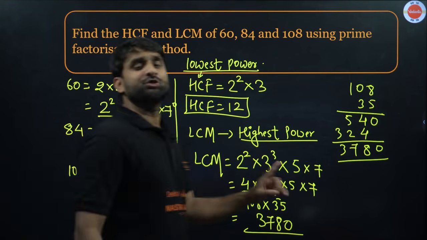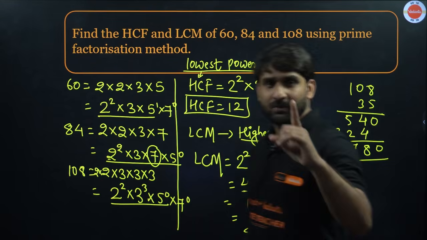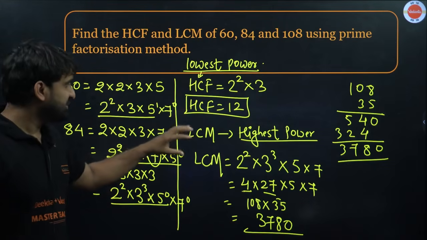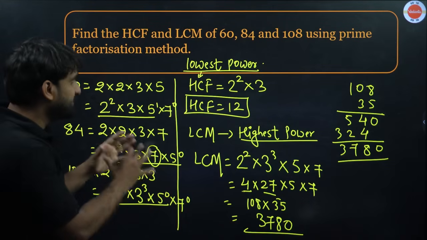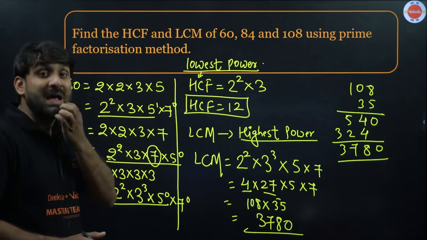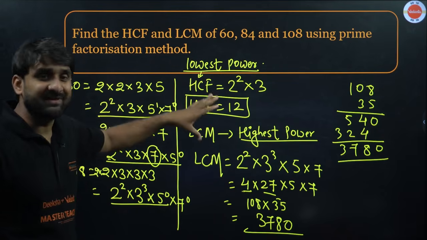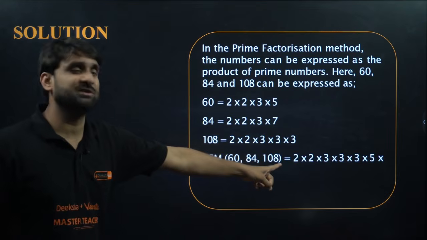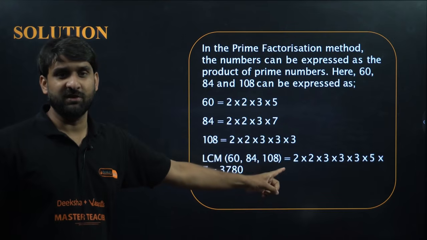So this was the first question. That's why I'm solving it for you, so that you can see the solution and have clarity on how to find HCF and LCM by prime factorization. Otherwise, the solution is given here, my dear champion.